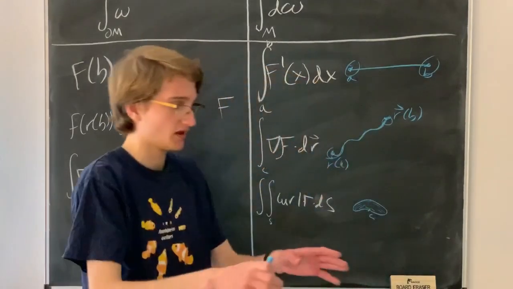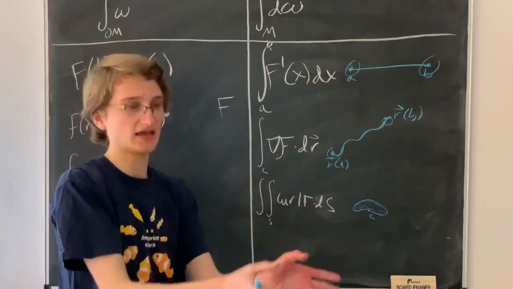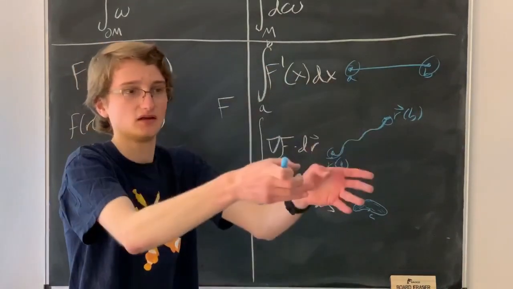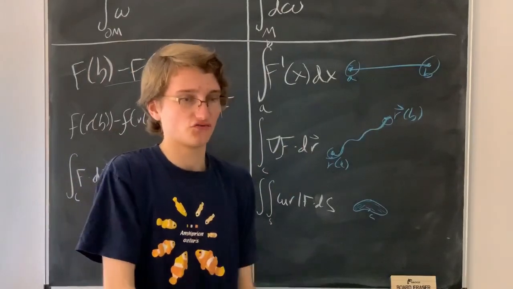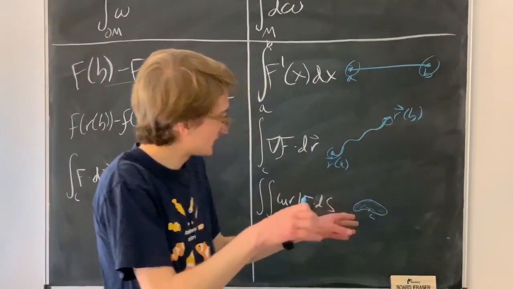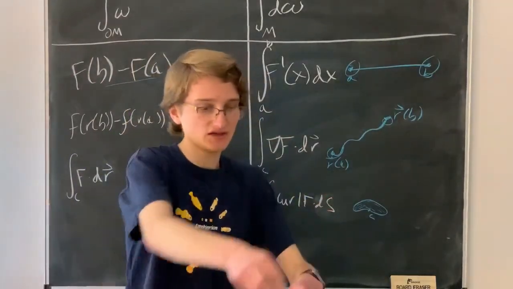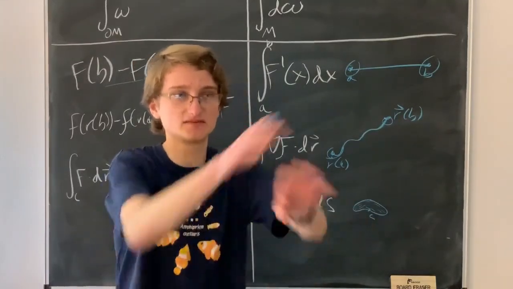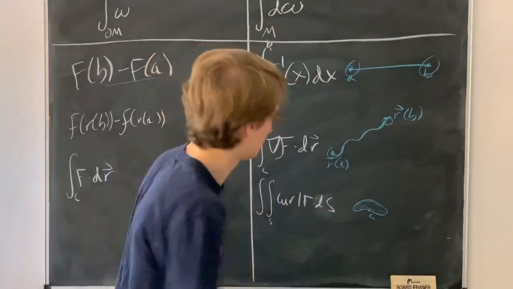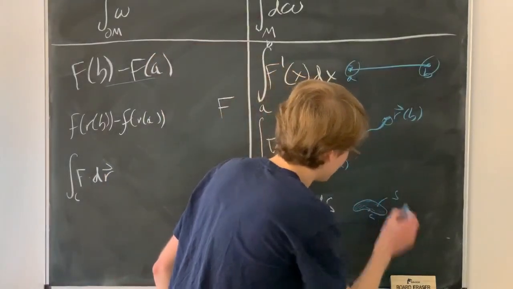You can almost think of C as our pancake, and the surface is kind of rising out of that. Imagine you have a pancake. The line integral is what's running around it. It's around the edge. The surface is what's on the top or the bottom. So then this surface is S.